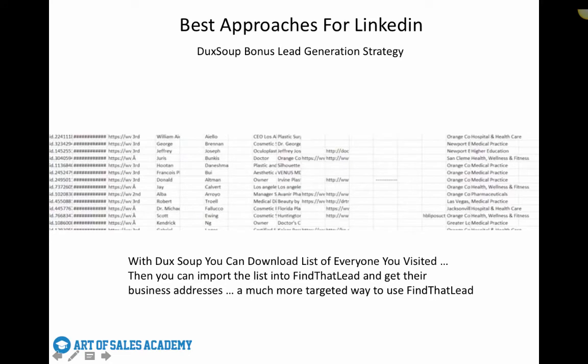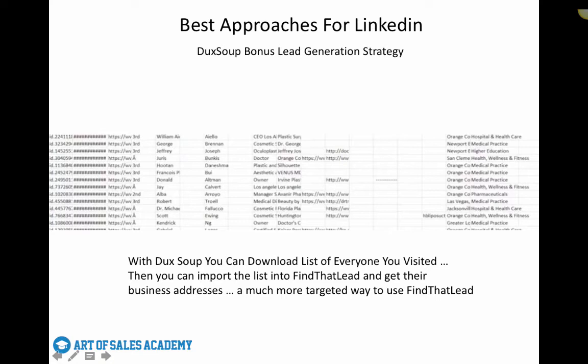So here's another quick bonus lead generation strategy. I told you about Find That Lead. I told you about Snov.io. This one's a little advanced. What happens when you actually visit everyone's profile is that you can then export a list of their names, their titles, their company. All of that is really easily exportable, and you get their URLs as well. Once you have that, you could simply import it into Find That Lead, and Find That Lead will then provide you with those email addresses.